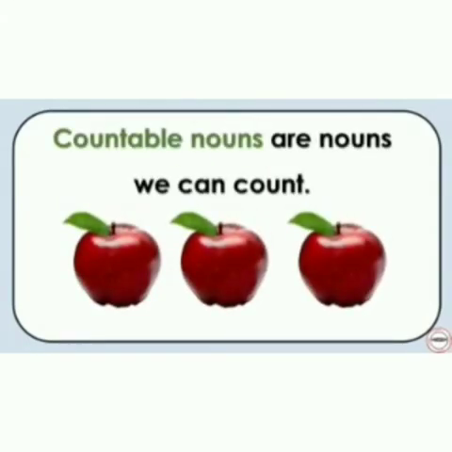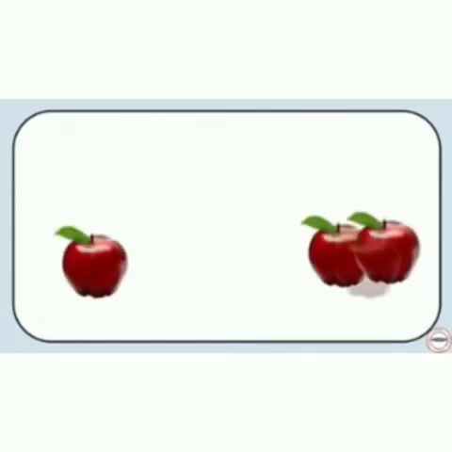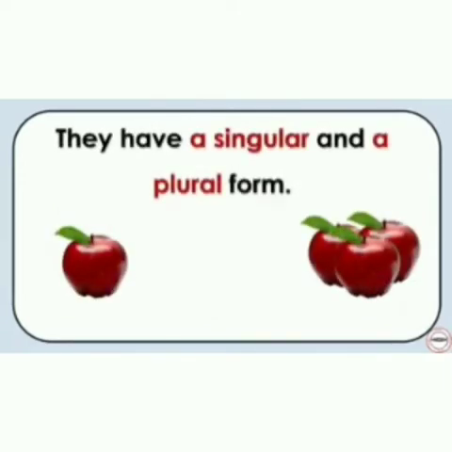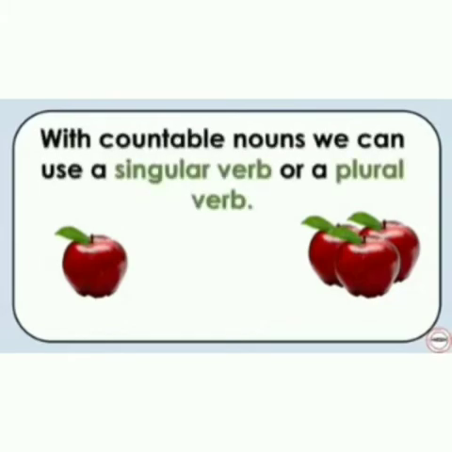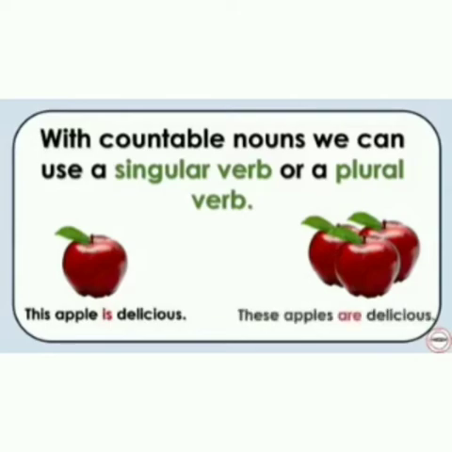Countable nouns are nouns we can count. They have a singular and a plural form. Apple, apples. We use a, an, or a number before a countable noun. An apple, 3 apples. With a countable noun, we can use a singular verb or a plural verb. This apple is delicious. These apples are delicious.